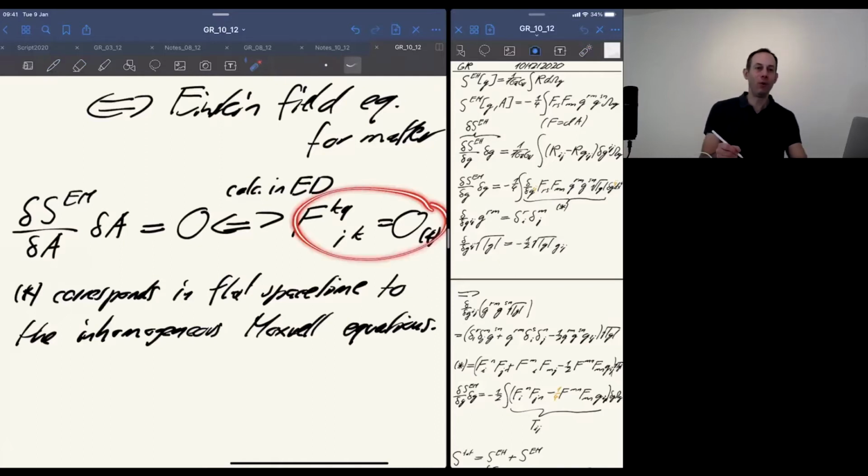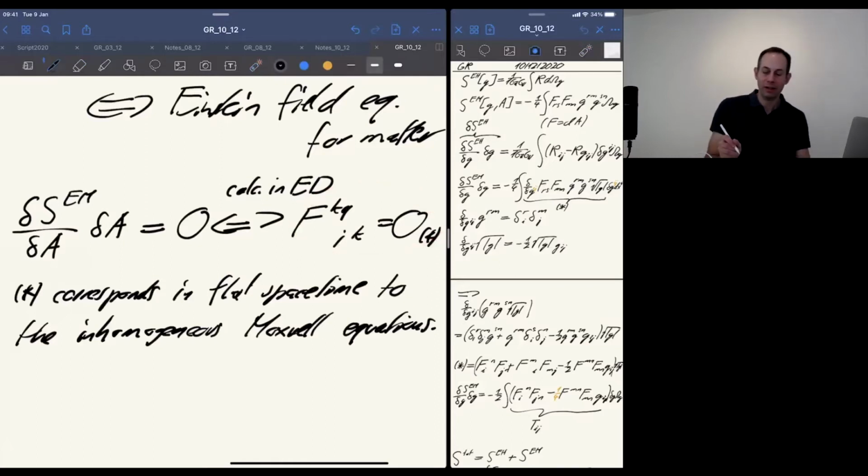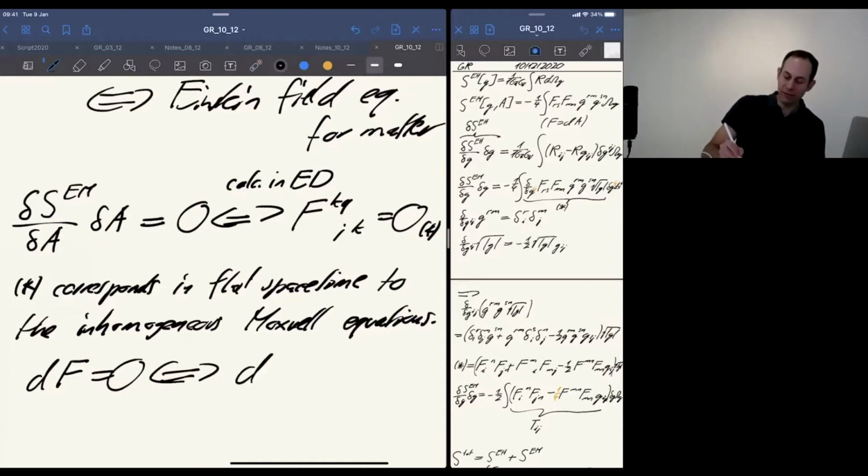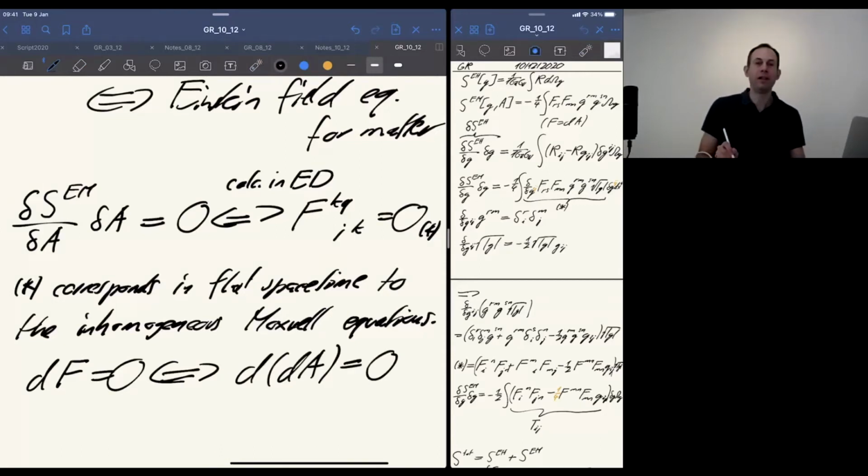So what are the homogeneous equations? Just as a reminder, this is really now not part of GR, but the homogeneous equations are essentially the equations that dF is equal to 0. Why is this true? Remember that F was itself the exterior derivative of A, and twice taking the exterior derivative is just always equal to 0. That was one of the rules that we have seen when we discussed the exterior derivative.